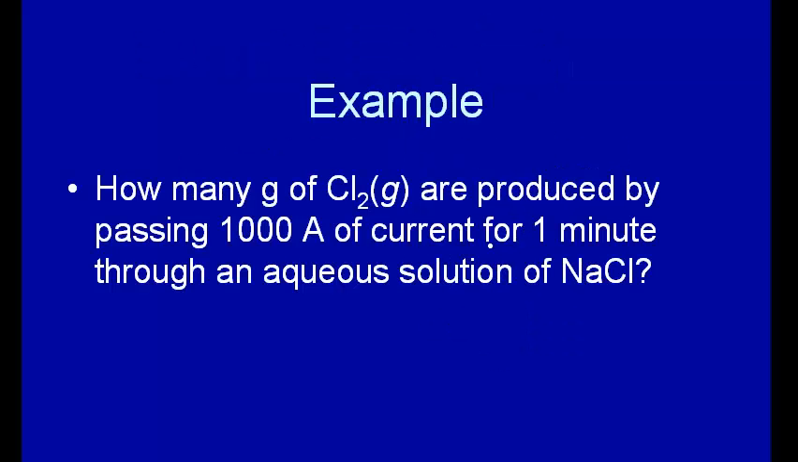Let's do another example. How many grams of chlorine gas are produced by passing 1,000 amps, a kiloamp of current, for 1 minute through an aqueous solution of sodium chloride? This looks like a straightforward stoichiometry problem. We have a certain amount of charge per second being passed through the cell. For 1 minute, we multiply the number of seconds times that. That'll give us the amount of charge. We use the Faraday to convert the charge to mole of electron, and we use a balanced chemical equation to convert the mole of electron to grams of chlorine gas.